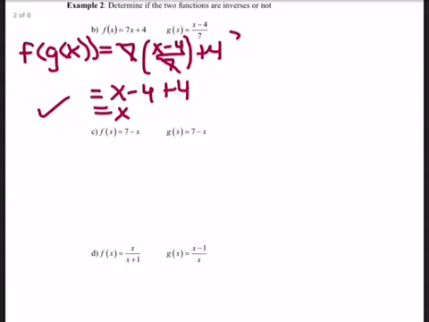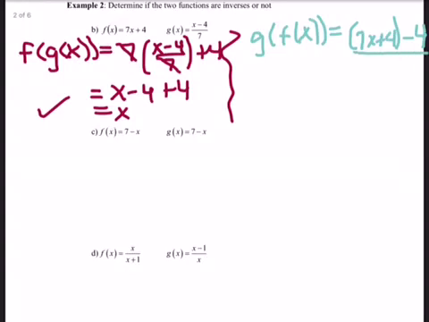Now I've got to make sure that it works the other side as well. So I'm going to go g of f of x this time. So now I'm going to plug 7x plus 4 in for x in g, all over 7. Okay, so that gives me 7x on the top because the 4's cancel, over 7, which is x. So they are in fact inverses of each other.